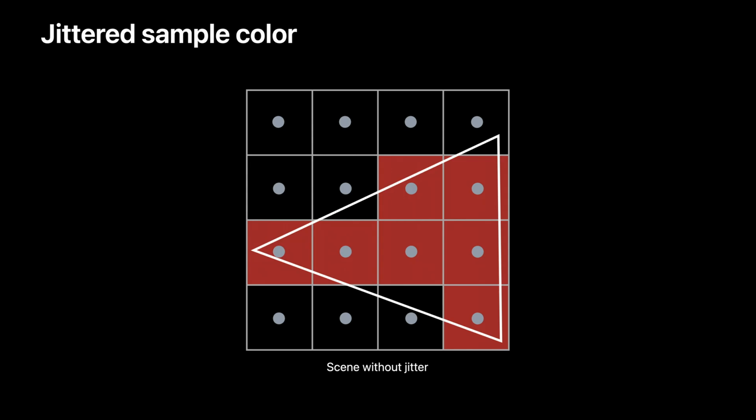Here is a red triangle rendered without jitter. The bright white outline represents the triangle being rendered. Each one of the small squares represents a pixel, and the gray dot in the middle is where the pixel is sampled.